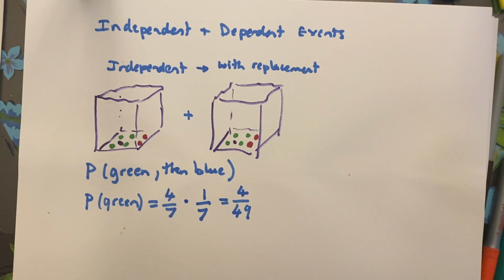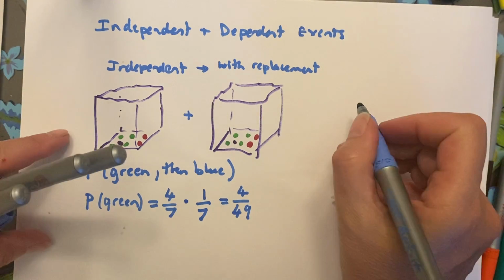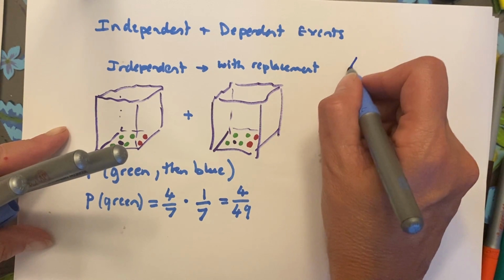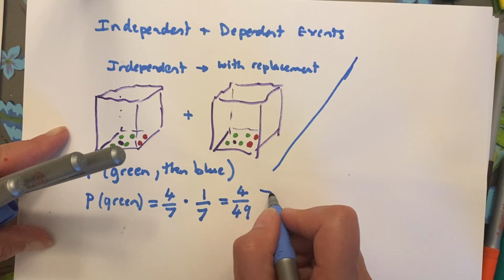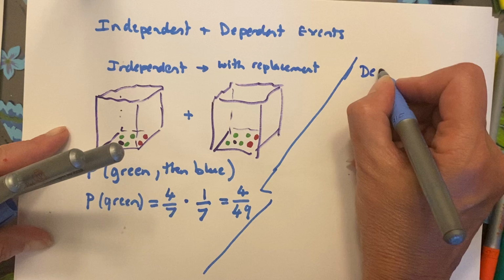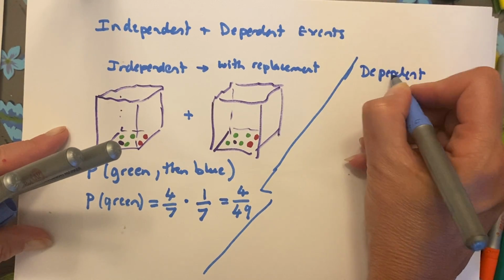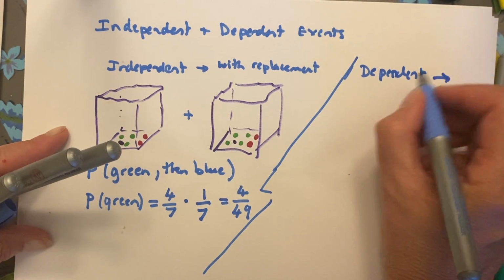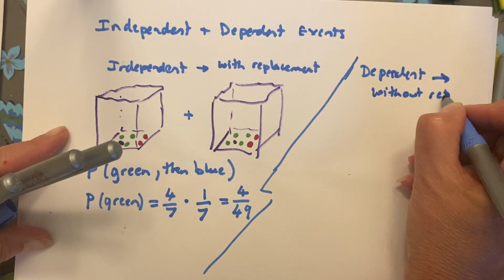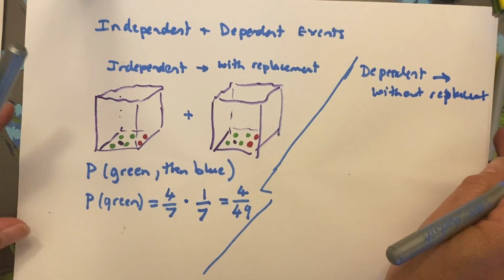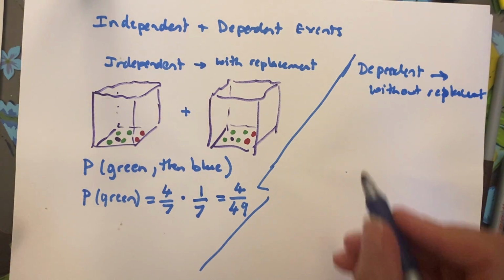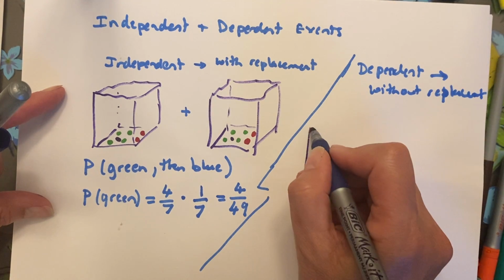Well, let's look at dependent events, okay? And I'm going to maybe just put a line here to give ourselves some space so I can draw a dependent event. And this is without replacement. Okay, in this situation, I have my bag, my first bag.